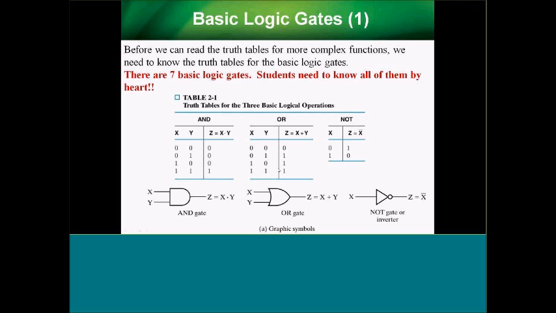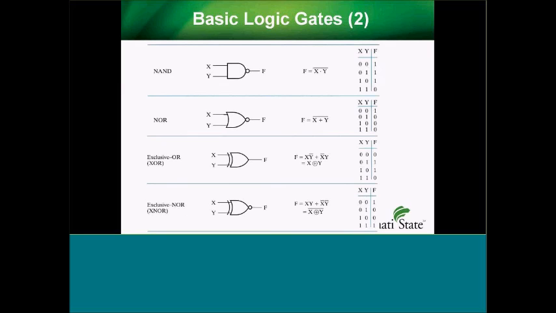Likewise, I tell them about the OR gate. If an input's 1, the output's 1. The only condition where that's not going to happen is if they're both 0. And then the inverter is just an inverter. There's no problem with that. Then we go through the other gates and talk about the NAND and the NOR.